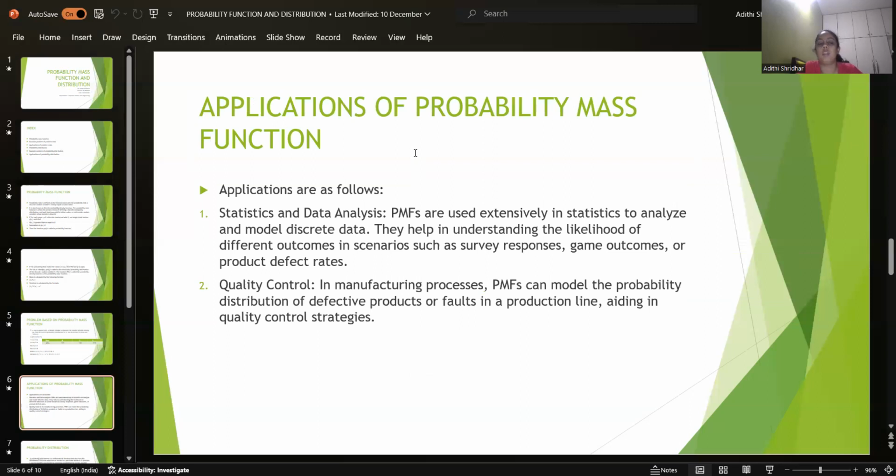The applications of probability mass function are statistics and data analysis. PMFs are used extensively in statistics to analyze and model discrete data. They help in understanding the likelihood of different outcomes in scenarios such as survey responses, game outcomes, or product defect rates. In manufacturing processes, PMFs can model the probability distribution of defective products or faults in a production line, aiding in quality control strategies.